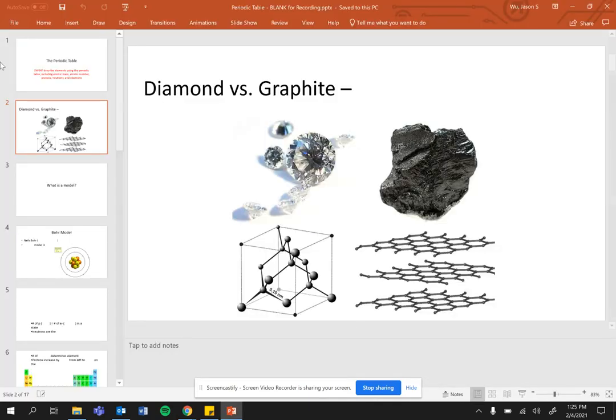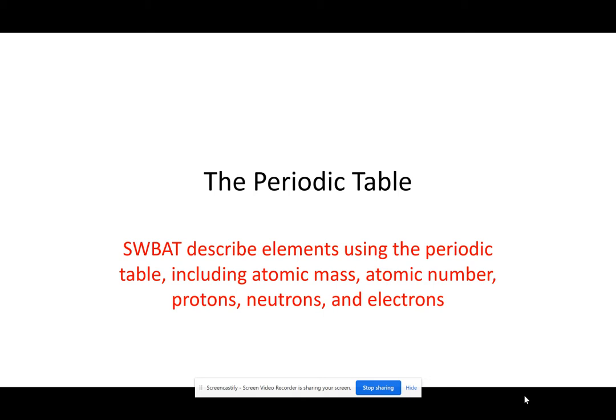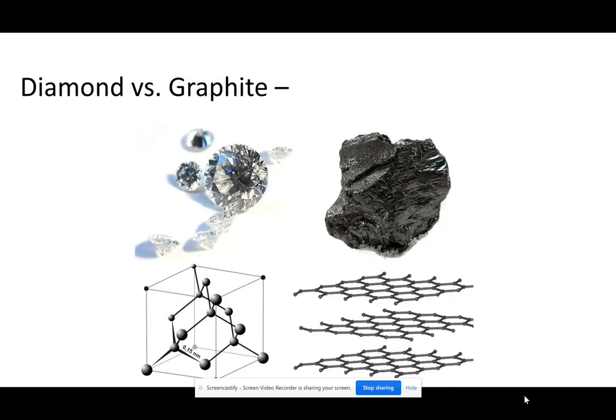All right, folks, today you are going to get a crash course in the periodic table. Let's go. First, I want to talk about two materials that you may know of that are pretty important: diamond and graphite.